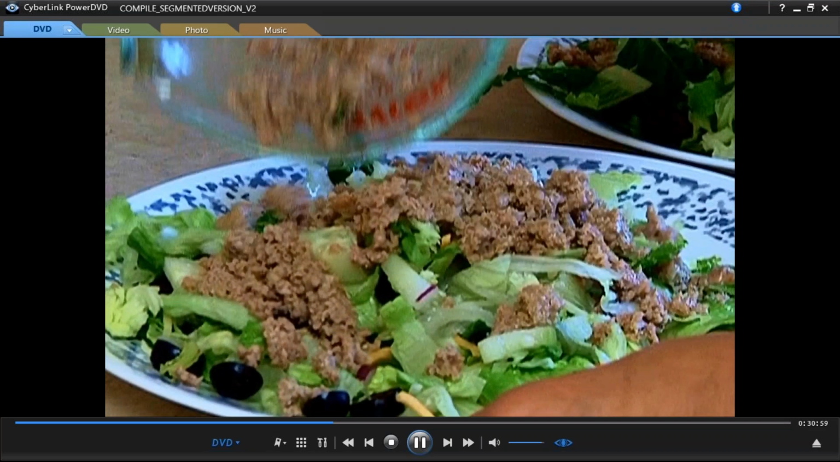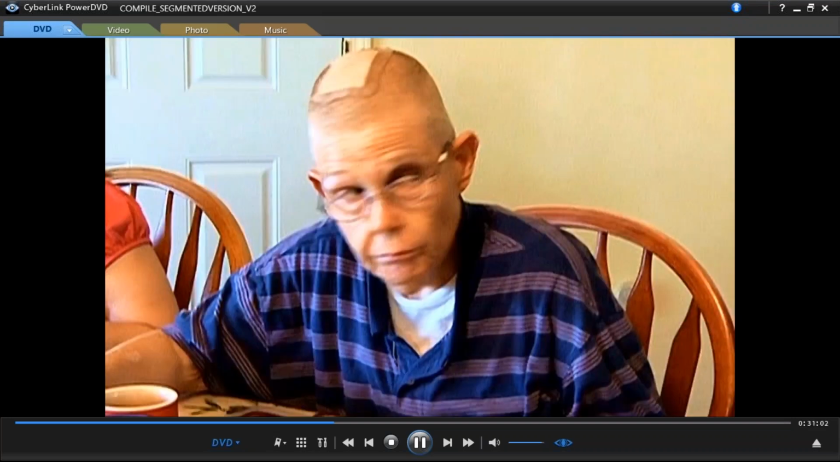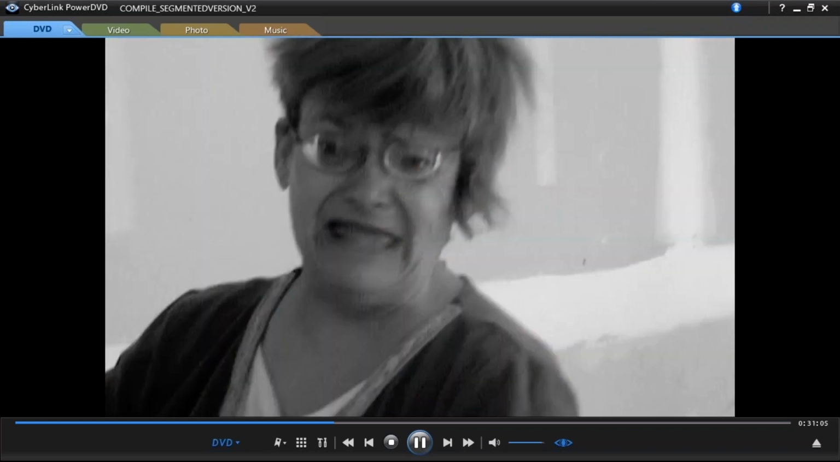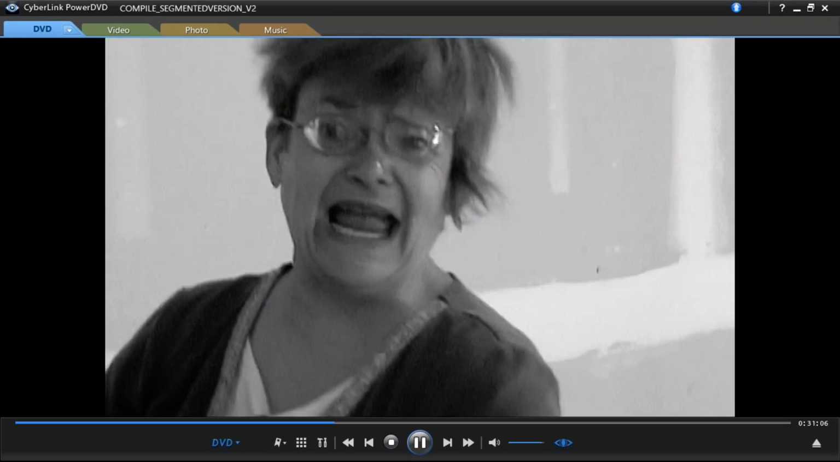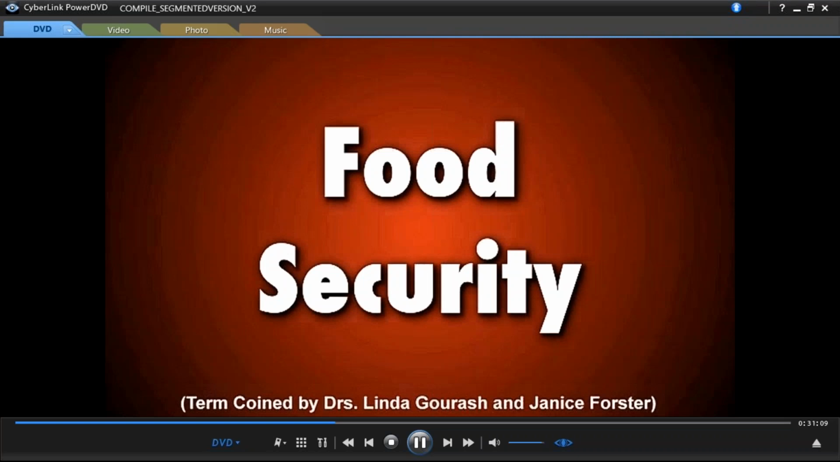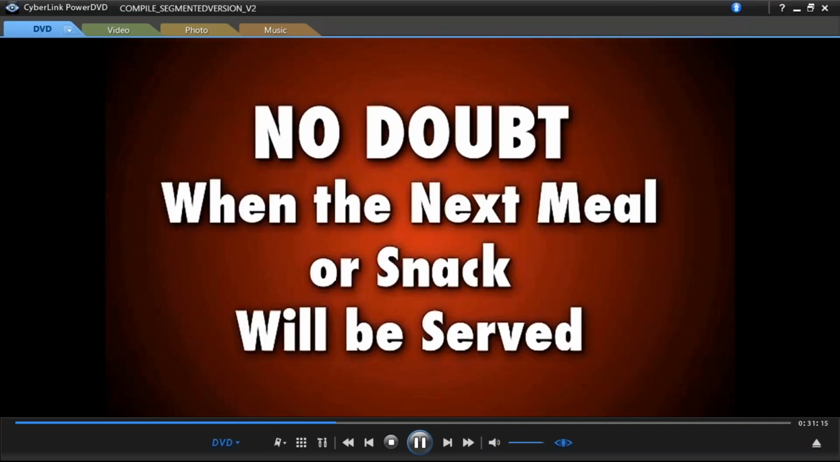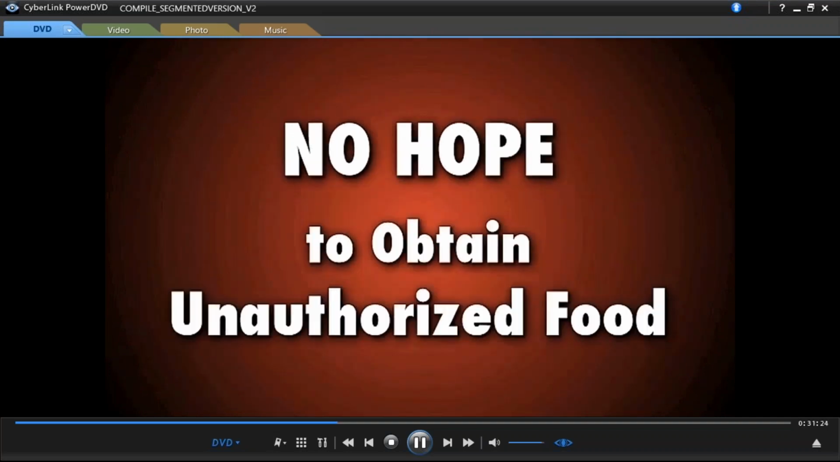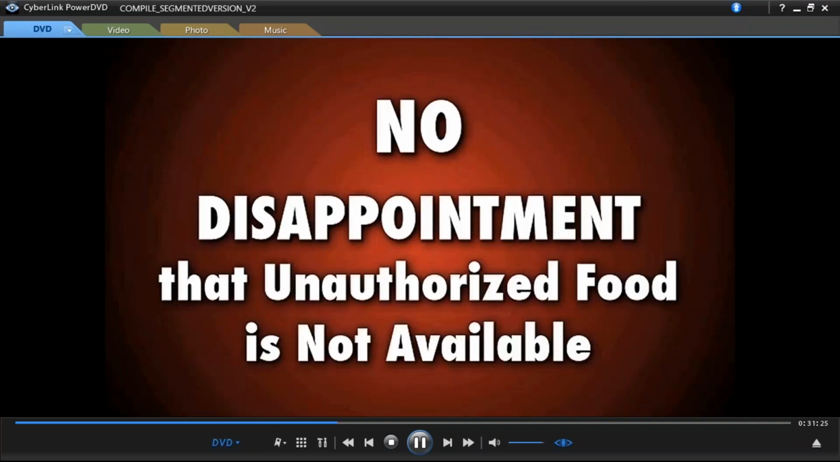As far as food-related behaviors, it is necessary that you adhere to the following 3 principles of food security. 1, there should be no doubt when the next meal or snack is coming. 2, give them no hope to obtain unauthorized food. And 3, as a result, there will be no disappointment that unauthorized food is not available. Here is a list of ways to manage food-related behaviors.